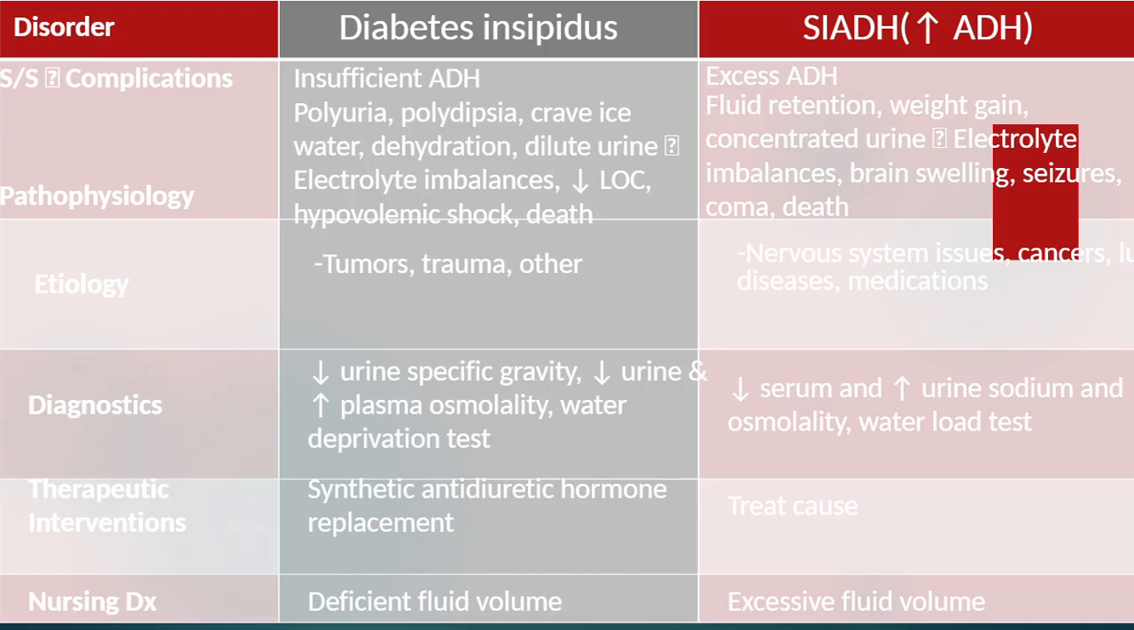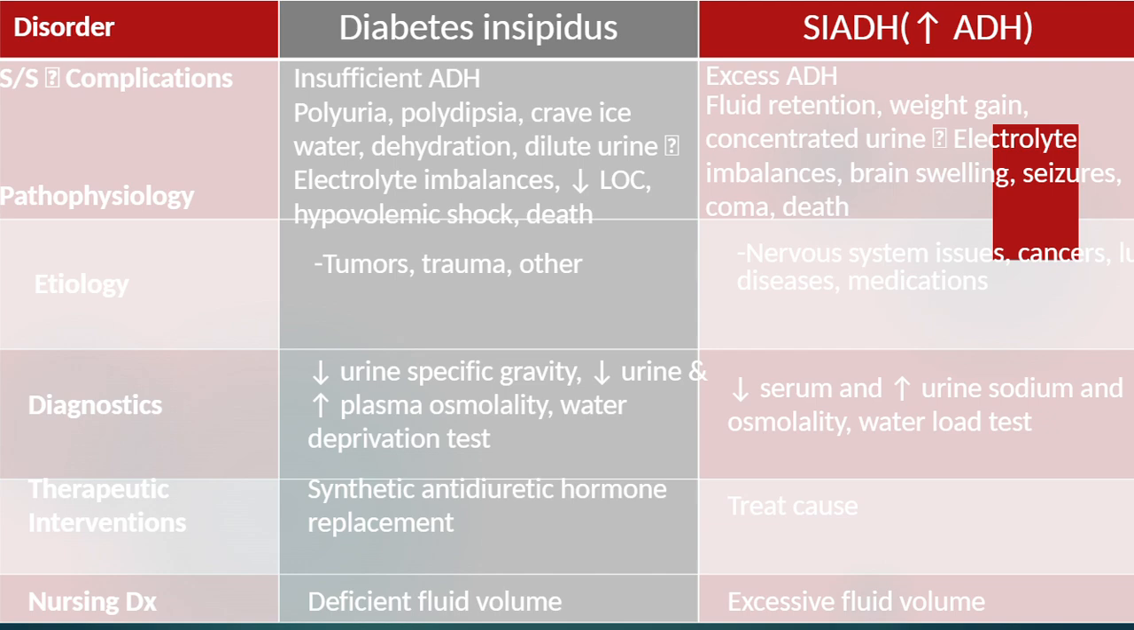Diagnostic findings typically show low serum sodium, low plasma osmolality, and high urine sodium and osmolality because the kidneys are concentrating urine too much. Treatment focuses on treating the cause, restricting fluids, correcting sodium imbalances, and sometimes administering hypertonic saline carefully. The priority nursing diagnosis is excess fluid volume because water is being retained.